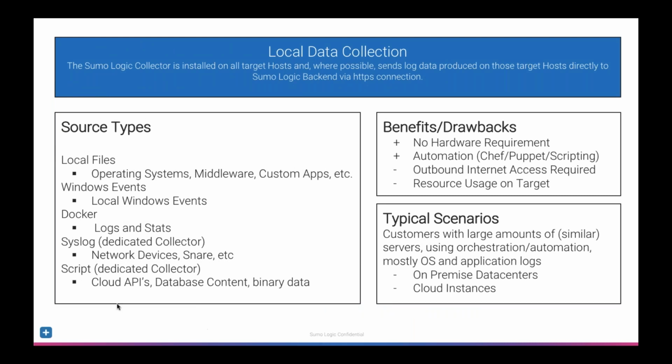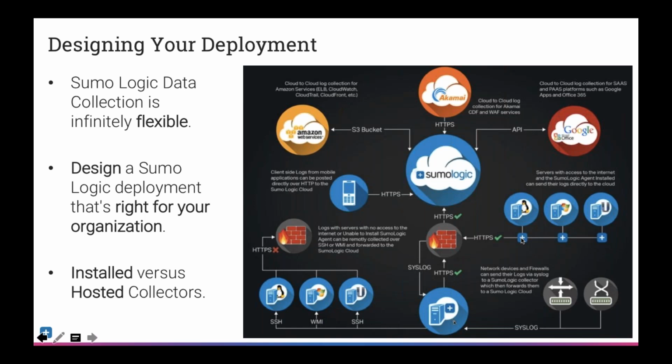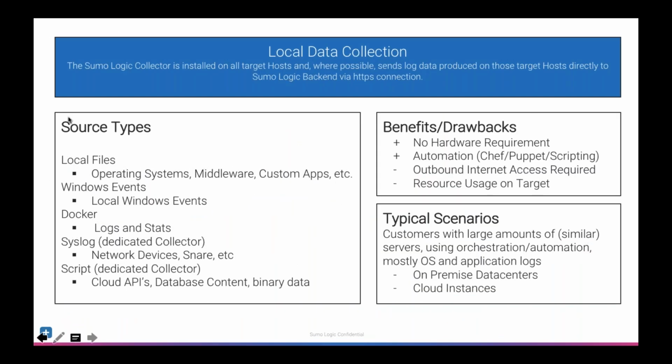All right. So if you have a local data collection, remember that means, let me just go back, that means this scenario. I have a collector installed per each one of these machines. So if you have a local data collection, what are the source types that you're gathering? You're pulling up local files, let's say your OS, your middleware, any custom apps that you might have. You might be pulling window events, Docker, syslog, or you could have a script that is just pulling cloud APIs, database, binary data, whatever you want to pull from there, right?